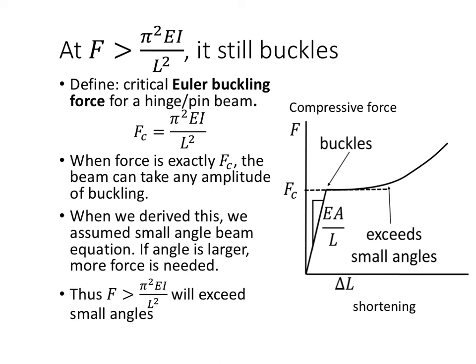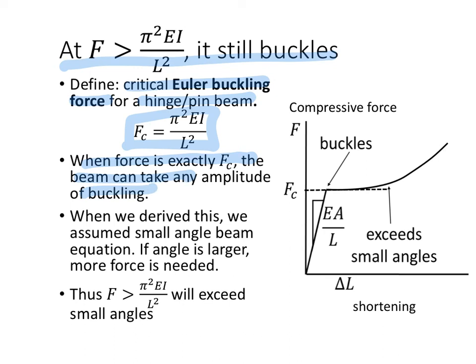So it still doesn't tell us what happens at other forces. Well, consider this. If we have F greater than the value for the first sinusoid, so let's define this so we can say something simpler. This is called the critical Euler buckling force, in this case for a hinge and a pin. So we call that Fc the Euler buckling force. And now when it's exactly Fc, this beam can take any amplitude of buckling.